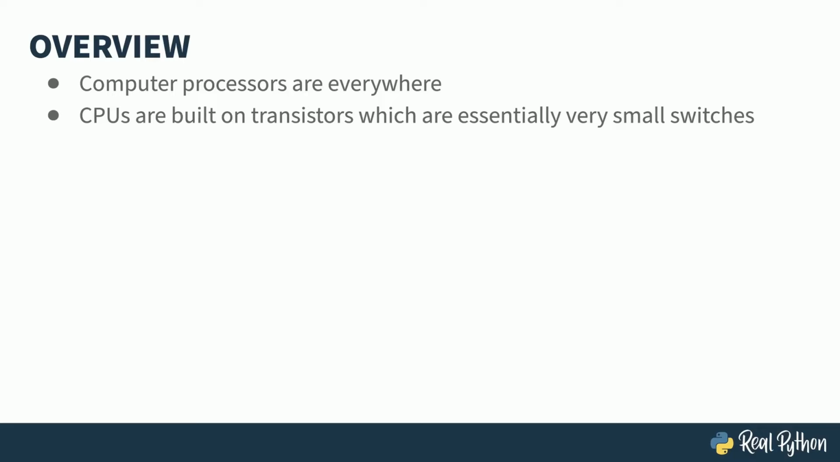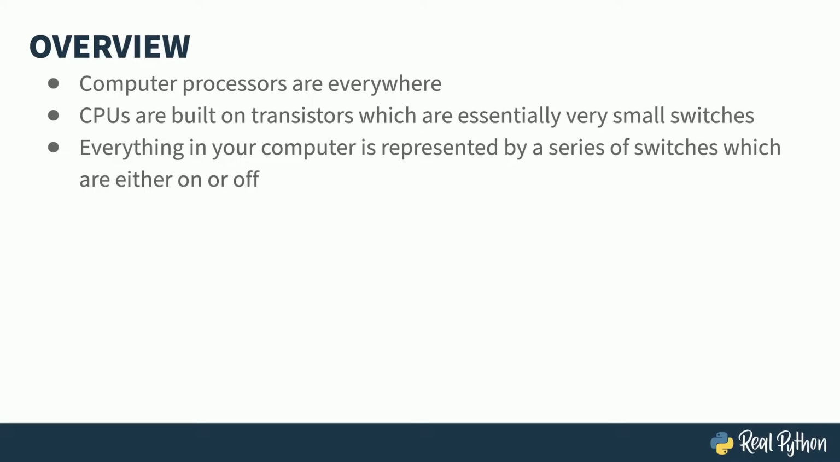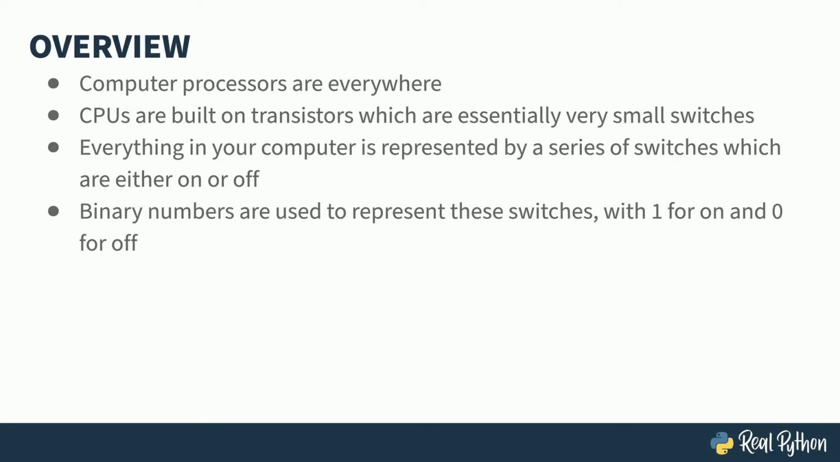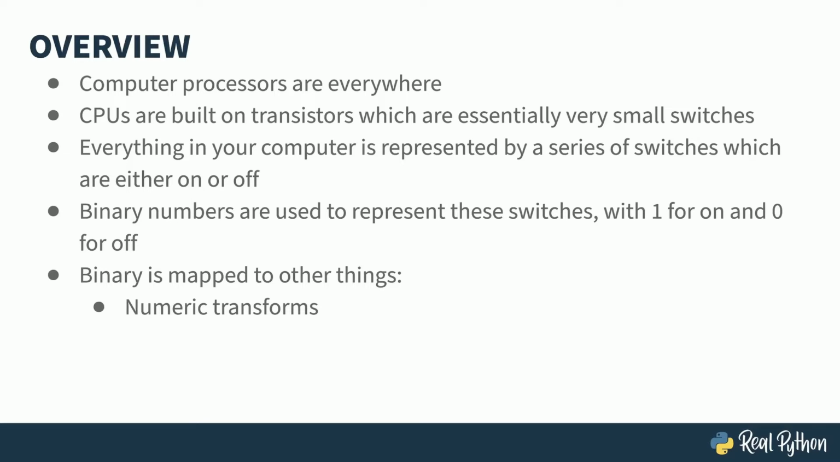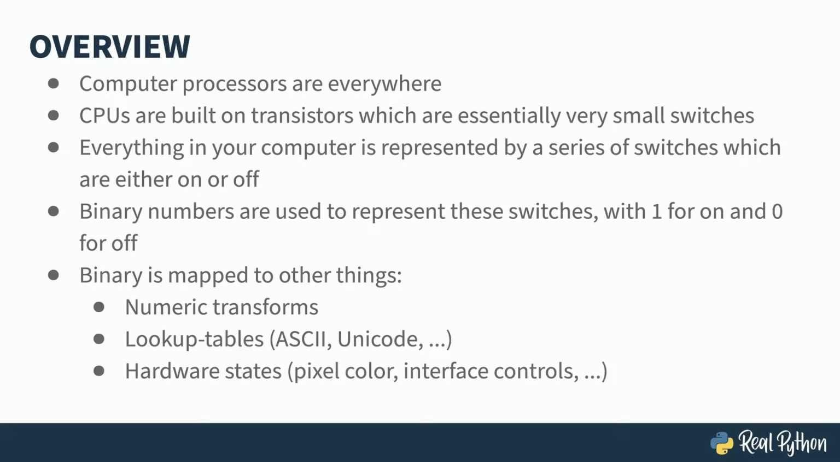CPUs in computers are built on transistors, which are tiny components that act like switches. Every piece of data in your computer is represented through a series of these switches with the patterns of on and off forming a binary number. The ones and zeros in the binary number correspond to the on and off states of these switches. These binary numbers are then mapped to represent your data, such as going through a numeric transform to translate binary to decimal, doing a code lookup to translate binary to a character, or directly influencing the state of hardware in your system.